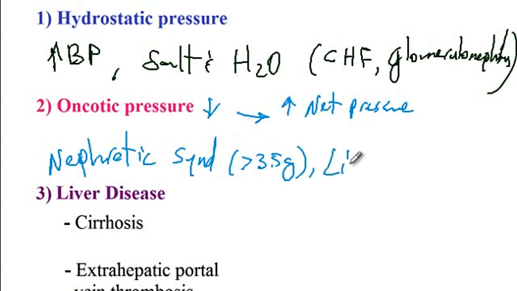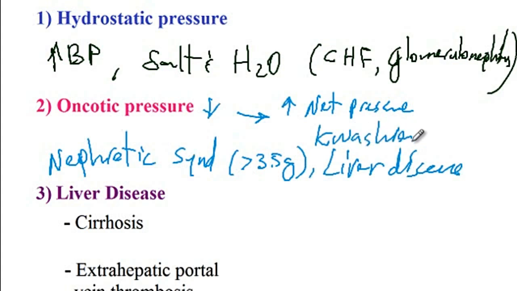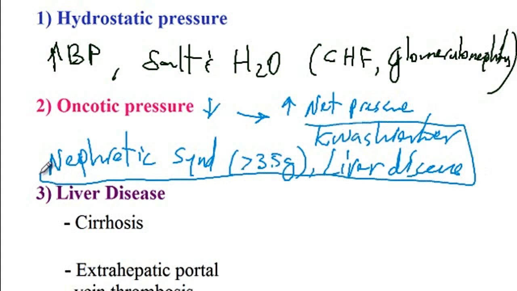Likewise, liver disease causes decreased production of the albumin, and then finally, Budd-Chiari syndrome, which is a malnutrition syndrome, is associated with low level of albumin. So these three conditions will cause hypoalbuminemia, as a consequence of which fluid will leak out into the interstitial space.